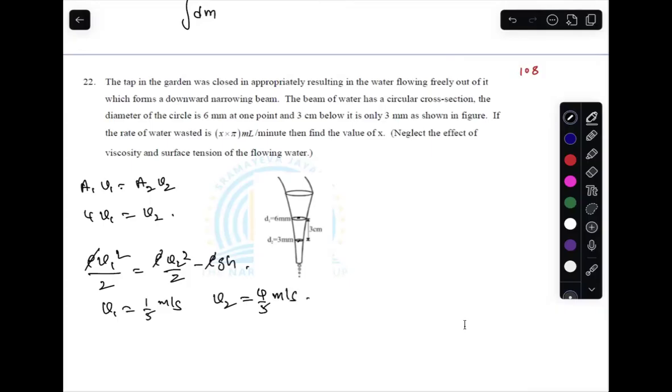But no one is asking this. Volume flow is A V1, which means pi into (3 into 10 power minus 3) square into V1, that is 1 by 25. Fortunately, they have asked in terms of pi only. See, the only thing is that conversion of units is important in this question. By doing which, you will get the answer. If anyone goes wrong in the calculation part, this is one such question in this paper.